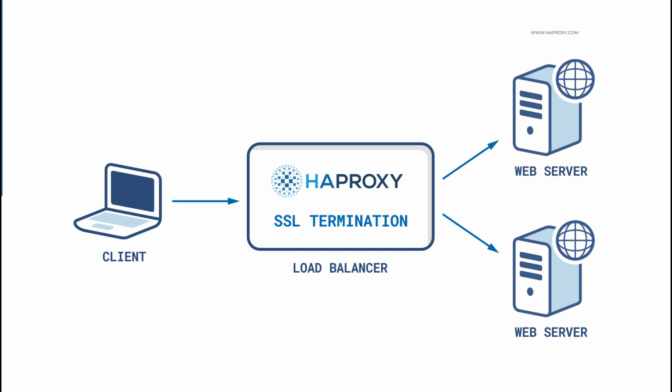HAProxy also gives you some configuration options that your web server may not have, such as the ability to restrict the version of SSL that you use and which ciphers you will prefer when communicating with a client. Of course, you also have the option of decrypting the traffic as it comes into HAProxy, and then encrypting it again as it goes out the other side towards your web servers.